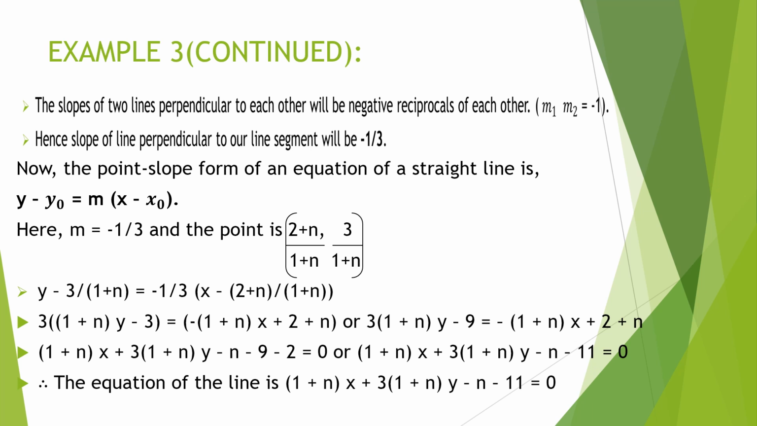Now we just want to find the equation of the perpendicular line. We have the slope of that perpendicular line, and we also have the coordinates of the point. So we will use the point slope form, which is y minus y0 is equal to m into (x minus x0). Over here, what is m? m is equal to minus 1 by 3, and the point which we have found is (2 plus n upon 1 plus n, 3 upon 1 plus n). So now just put the values in the given equation. On simplification, take care with the simplification. The equation of the line will be (1 plus n) x plus 3 (1 plus n) y minus n minus 11 equal to 0.